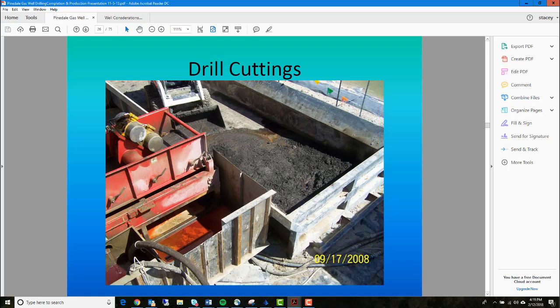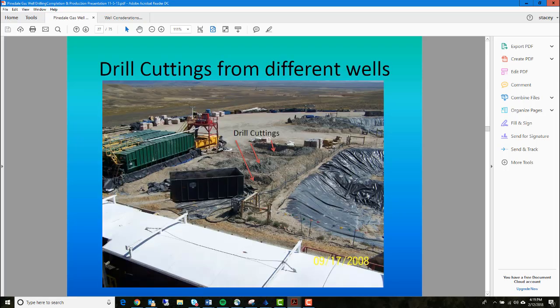And these cuttings, with the little Bobcat there, could be either buried or hauled away in a closed loop system. They typically will put them in an area that they hold temporarily, and then dump them maybe into a trucking area that might be shipped off. So you can see where that's at.